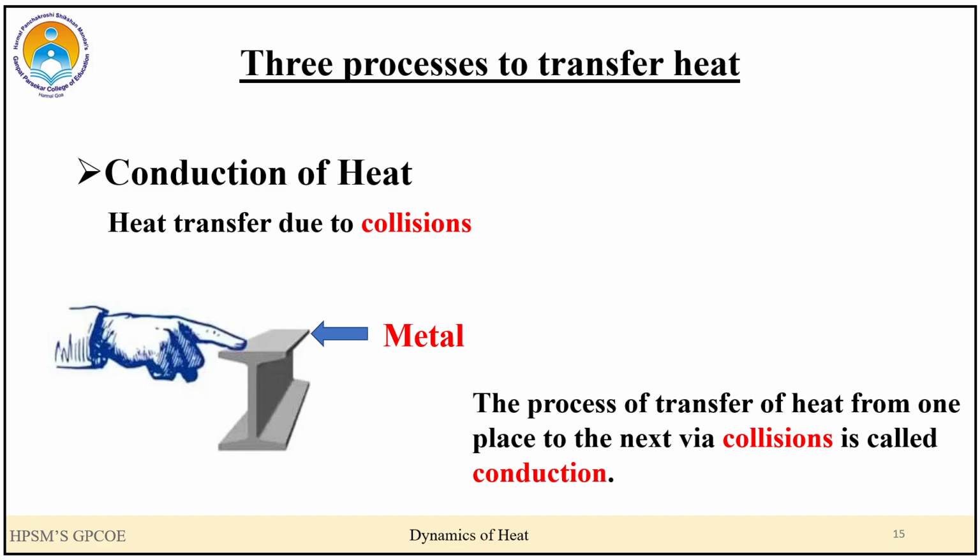Three processes to transfer heat. The first one is conduction of heat. In conduction, the process of transfer of heat from one place to the next is carried out by collisions, and this is known as the conduction process of transferring heat. Take an example of a metal which has been heated. When you touch it with your hand or a finger, then by the collision process, the conduction of heat will be carried out to the finger of the hand.